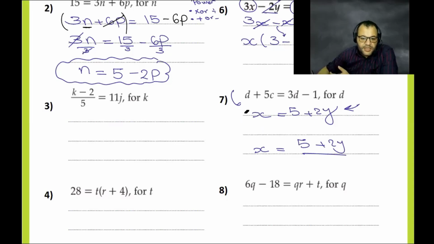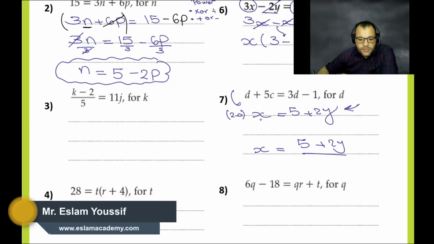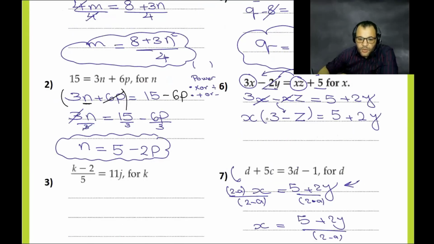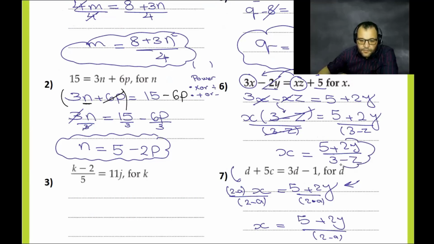So suppose that beside x there is 2 minus a. How will we solve? We divide by the expression 2 minus a, which is multiplied by x. Is it right? Yes. So we have here the same x multiplied by 3 minus z. We divide by 3 minus z on both sides. So cancel 3 minus z and 3 minus z. It means x equals (5 plus 2y) over (3 minus z). Any problem for this one?